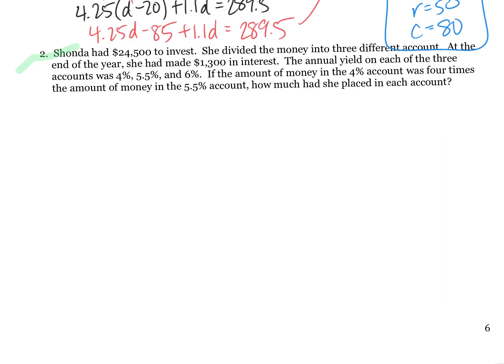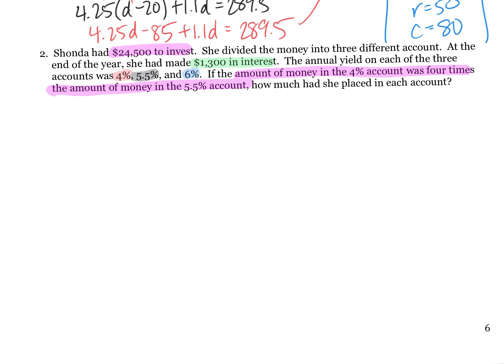Shonda is investing. We love investing money, people. Ooh, $24,500. That's a lot. She had made $1,300 in interest. And those accounts are making 4%, 5.5%, and 6% interest. The amount of money in the 4% account was 4 times the amount of money in the 5.5% account. And she had this much money to invest.